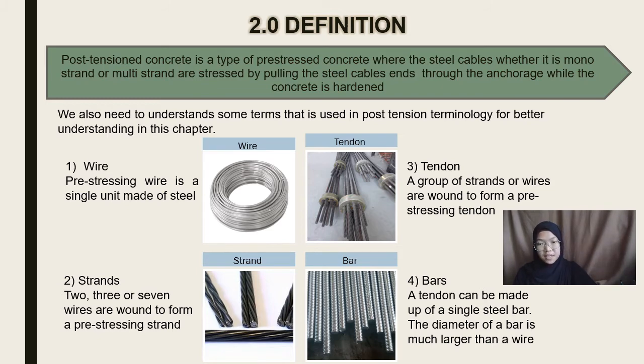A group of strands or wires are wound together to form a pre-stressing tendon, while the fourth term is bars. A tendon can be made up of a single steel bar. The diameter of a bar is much larger than a wire. So basically, these different types of reinforcement are used in different types of building. For a bigger load that is imposed on a building, we will use a tendon or bars.